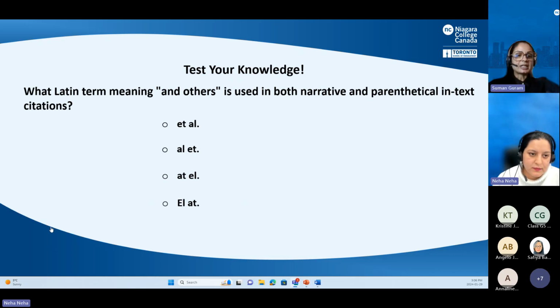What Latin term meaning "and others" is used in both narrative and parenthetical in-text citations? Is it et al, is it alet, at el, or el at? We have an et al. Yes, you are correct. It is et al.